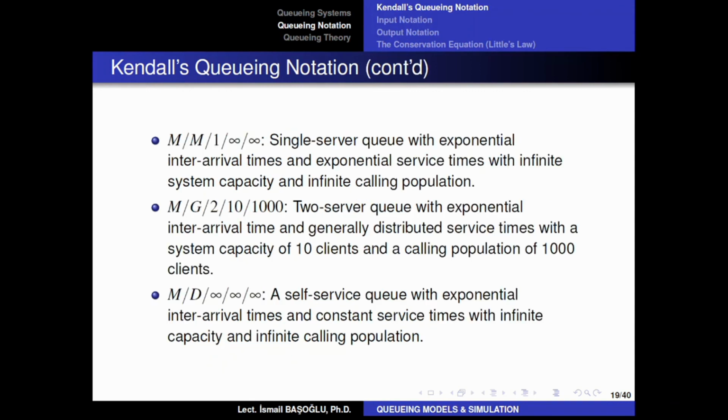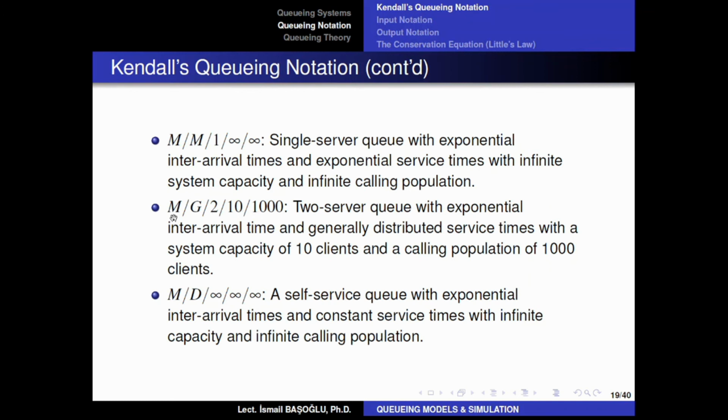So let's check a few examples. M/M/1/infinity/infinity. What does that mean? The interarrival times are exponentially distributed. The service times are also exponentially distributed. There is only a single server that we get service from. The system capacity is infinity. Anybody can enter the queue as long as they want. And the pending clients, the calling population size, is also infinity.